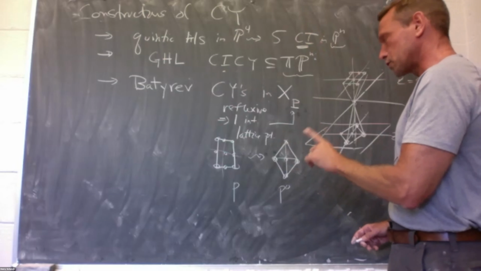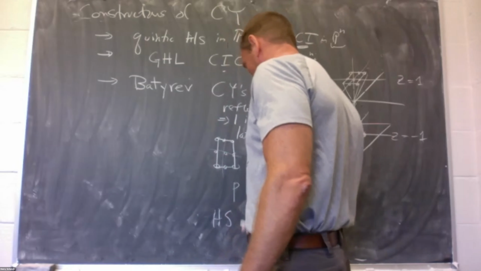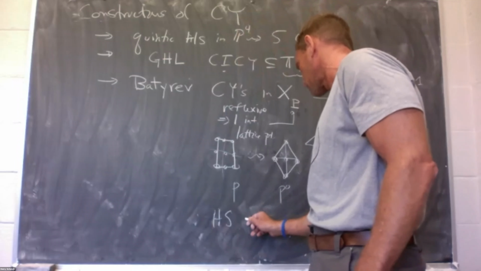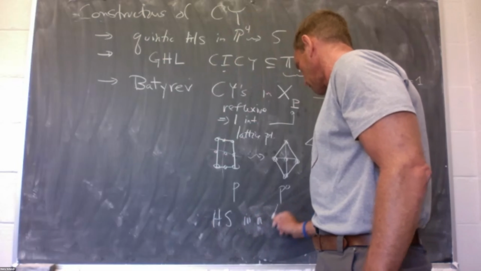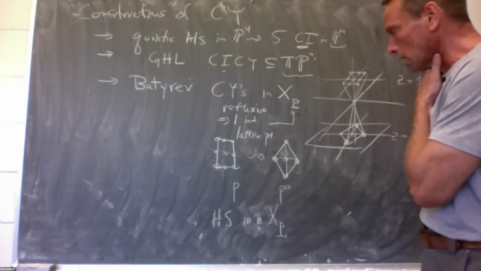So it turns out that if one takes a hypersurface, or more generally one can use complete intersections, but hypersurface in a toric variety X sub P, this actually corresponds to a Calabi-Yau.